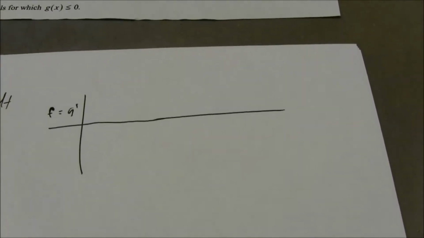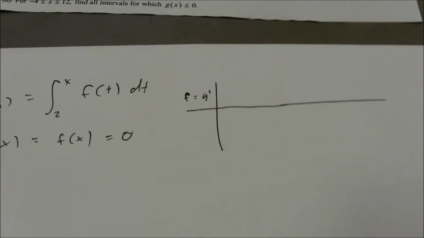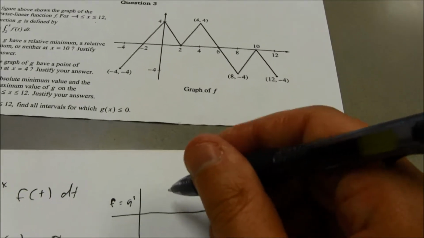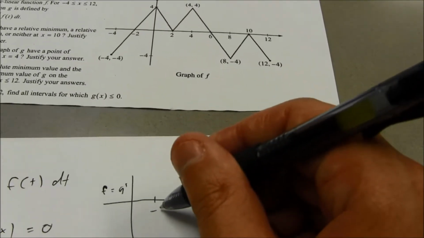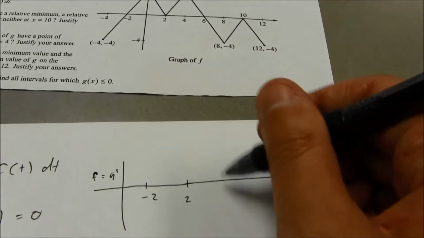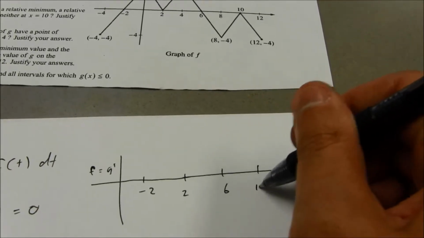So I use number lines. I'm going to make a note here. This is a number line for g prime, which is the same thing as f. And again, I'm looking for places where g prime, which is f, is equal to 0. So if we go back here again, on my number line, we're going to have values where the function is equal to 0 at -2, at 2, 6, and 10.